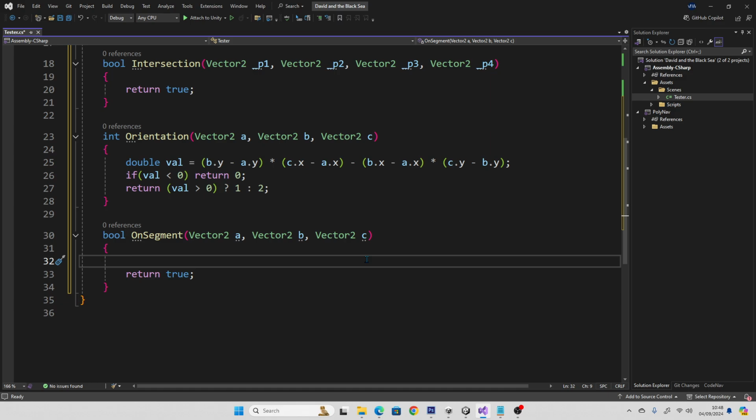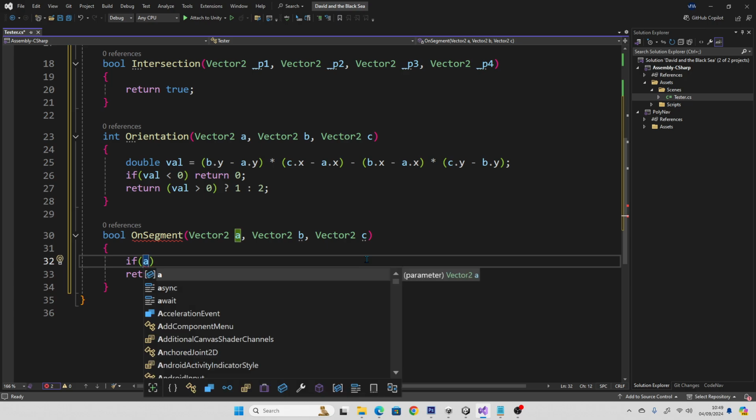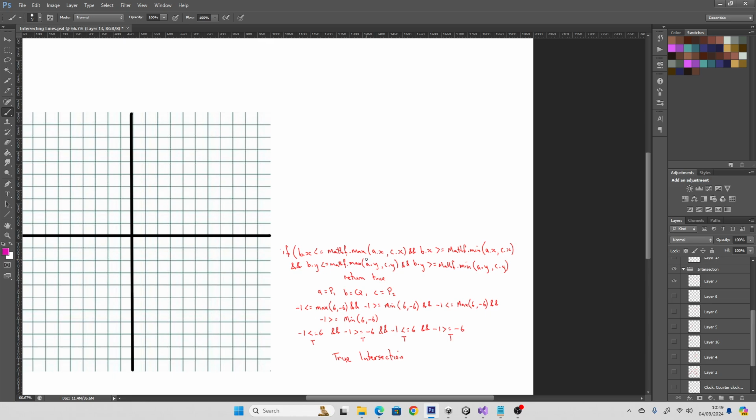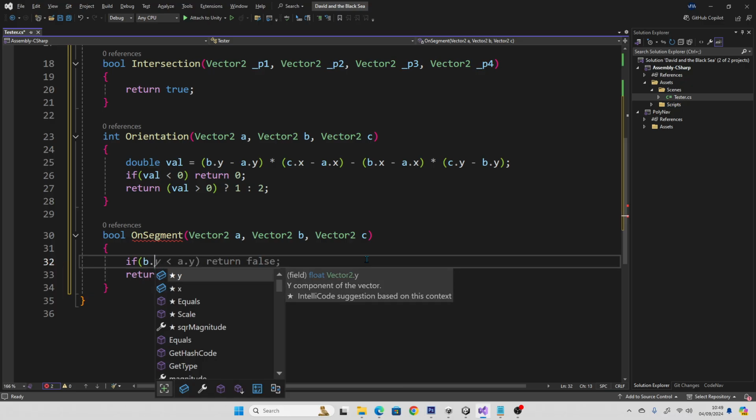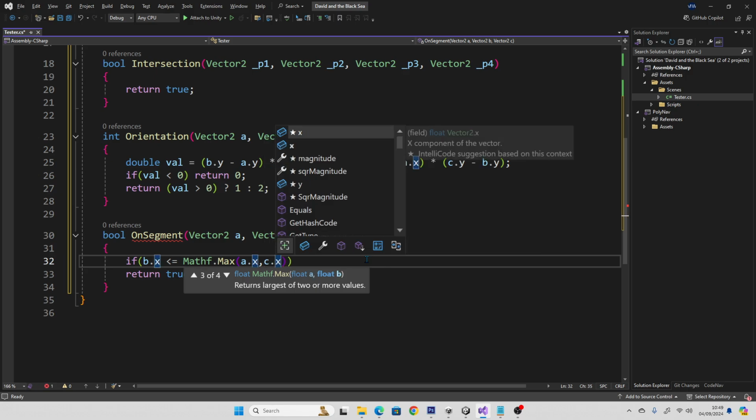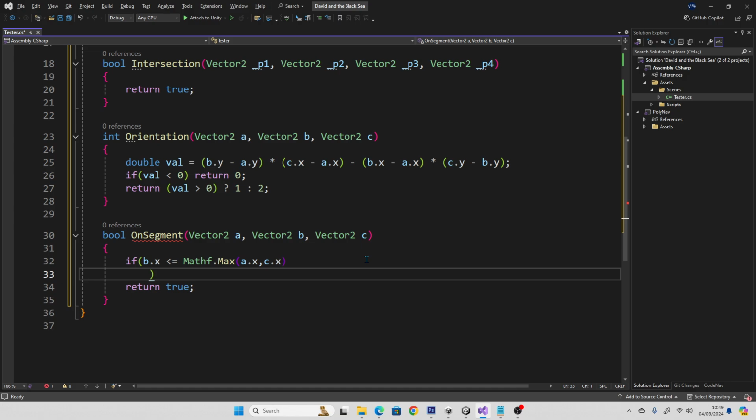And that is going to be an if. And we are looking at a dot x is less than or equal to b dot x. B dot x is less than or equal to, and use math f to find the maximum between our a dot x and our c dot x. Okay, so that's our first one.